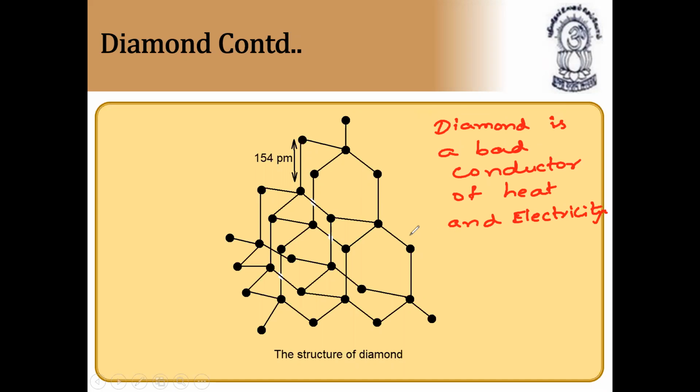And it has a high refractive index. Diamond has a high refractive index, and its value is 2.45, due to which it is very shiny. It is a bad conductor of heat and electricity. These are the main points about diamond.